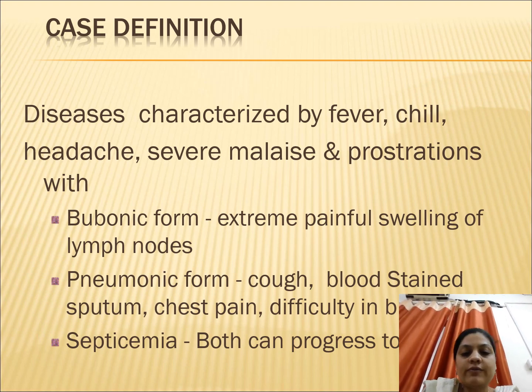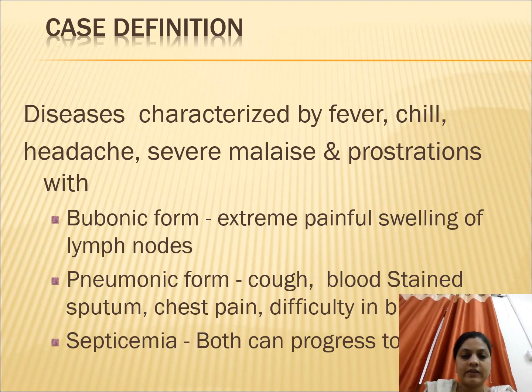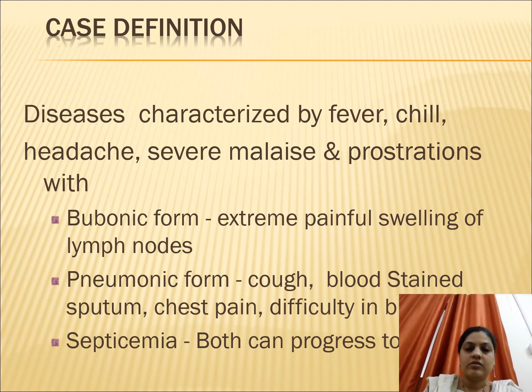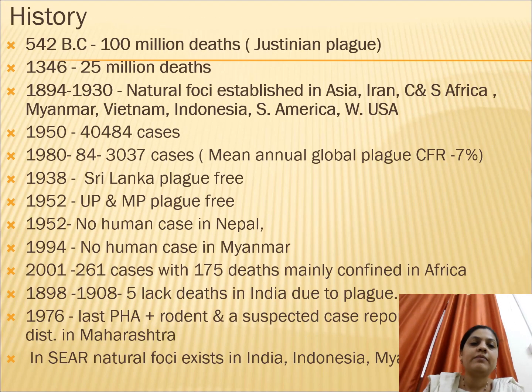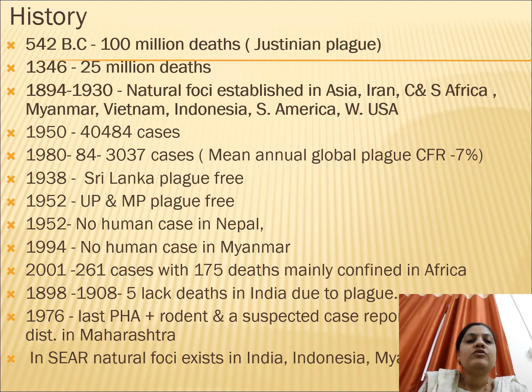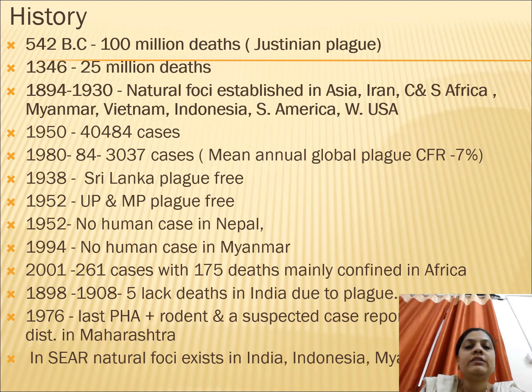The buboes are formed in the inguinal region. Then we have the pneumonic form, which causes cough, blood-stained sputum, chest pain, difficulty in breathing, and septicemia. So there are three main types: bubonic plague, pneumonic plague, and septicemic plague. As you see in the history, it occurred in 542 AD, and is commonly known as the Justinian plague, which led to the deaths of around 100 million people.